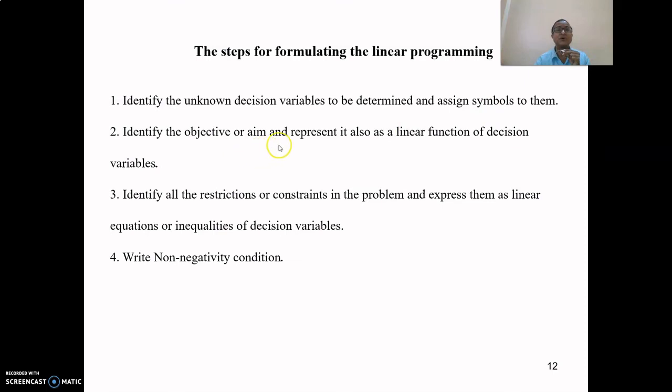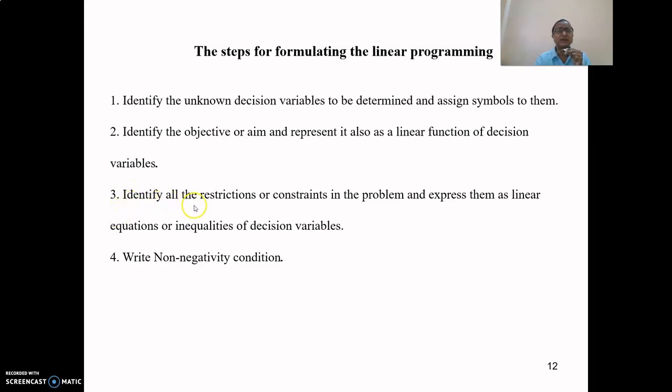The second step is to identify the objective or aim and represent it as a linear function of the decision variables. The objective function in operation research, from the industry point of view, is of only two types, maximization and minimization, as I told earlier.